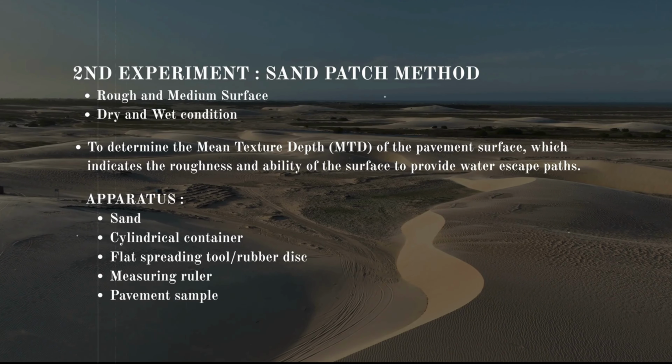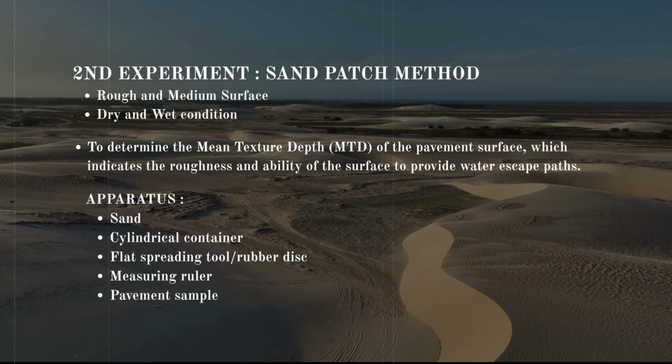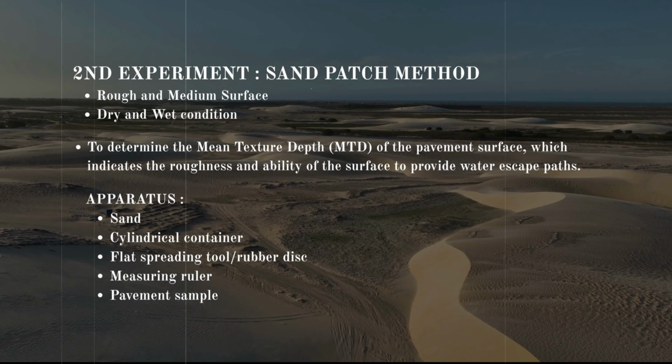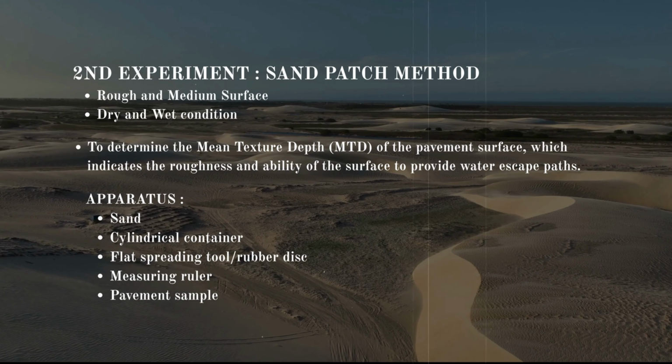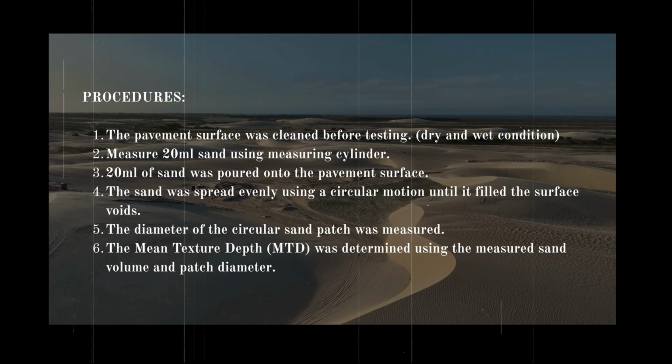The second experiment that was conducted is the sand patch method. The objective of this test is to determine the mean texture depth, MTD, of the pavement surface, which indicates the roughness and the ability of the surface to provide water escape paths. This is the procedure of the test.